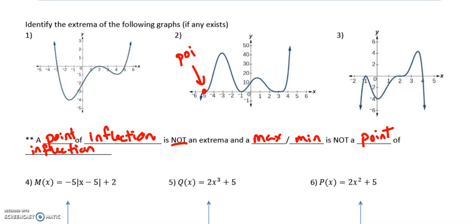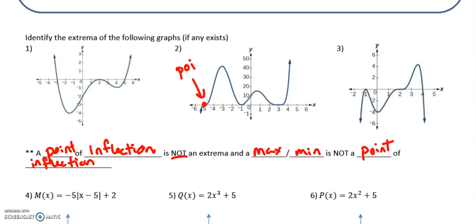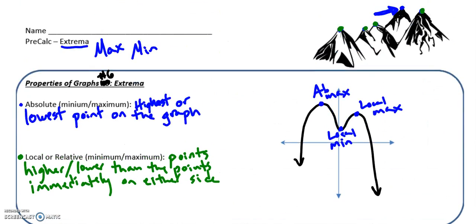So differentiate between maxes and mins, which are the highest and lowest values, and the point of inflection, which is where the concavity changes. So go through, try these other examples out, check the answers, and make sure that you have a good handle on extrema, maxes and mins.